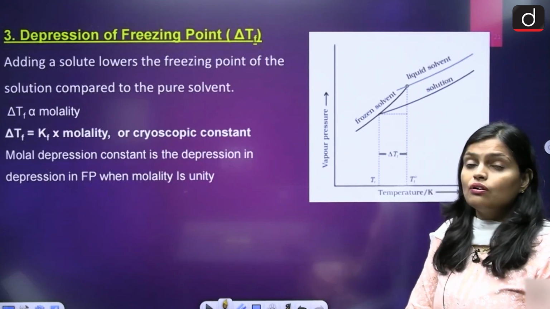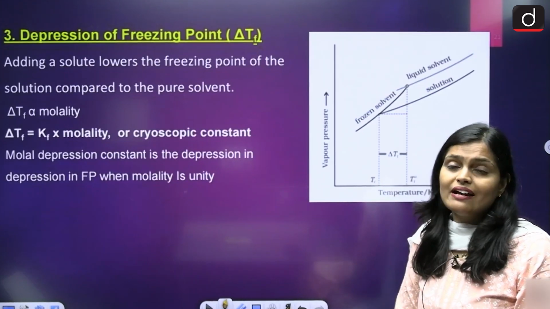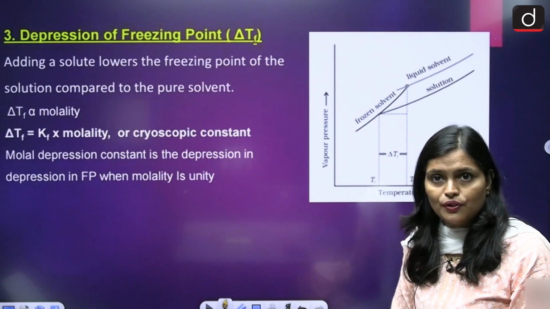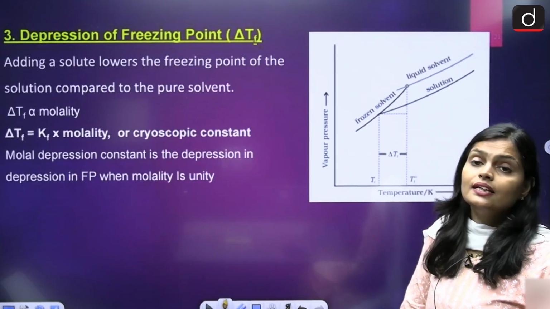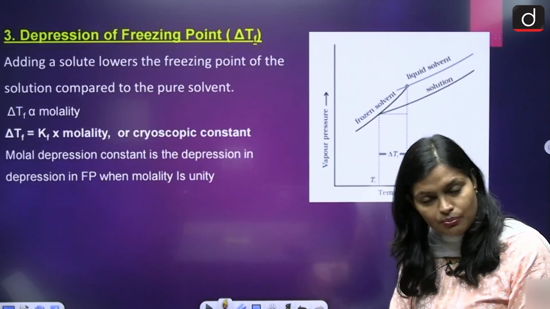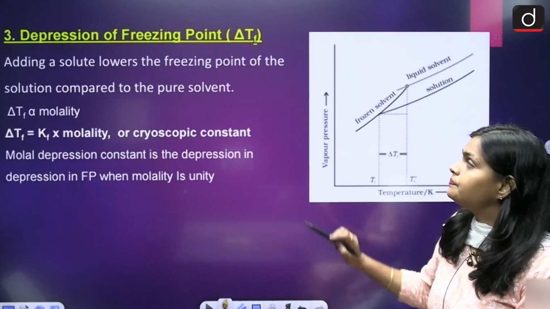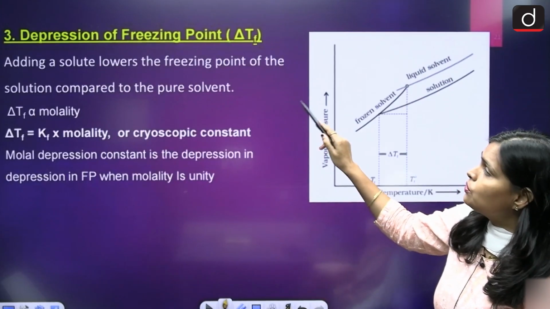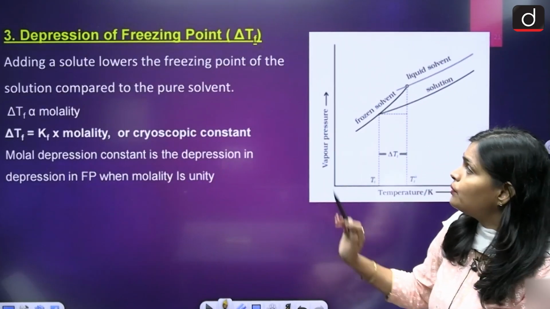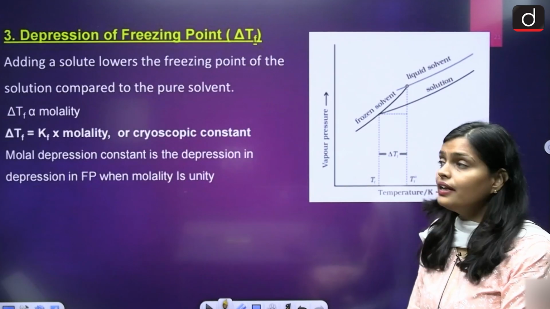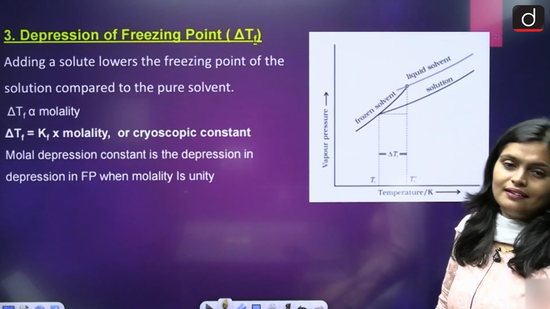Why? Because water is only pure solvent, only H2O molecule, but milk is having so many solute molecules within it. So as the number of solute molecules increases, there is a decrease in freezing point. So that is what we can say, depression in freezing point. So adding a solute lowers the freezing point of the solution compared to pure solvent. Alright, so delta TF is directly proportional to molality.